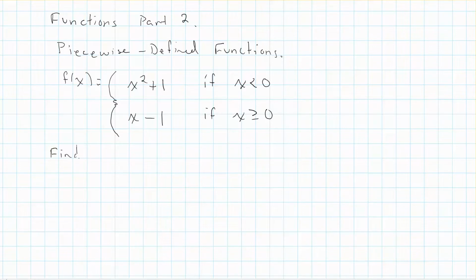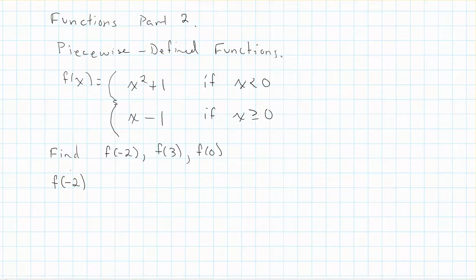Find f of -2, f of 3, and then f of 0. So we're just going to evaluate them. Now this is not really that much different than what we did at the end of the previous video. The only difference here is that we have to pick the correct piece.